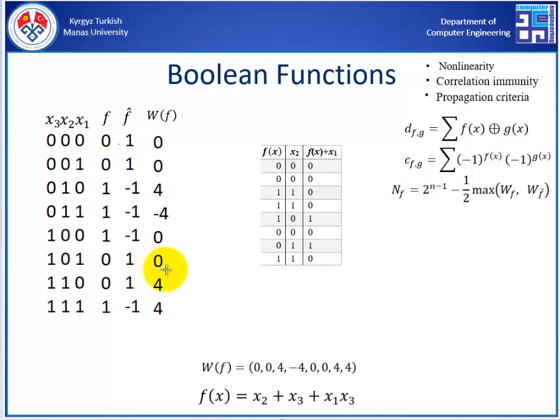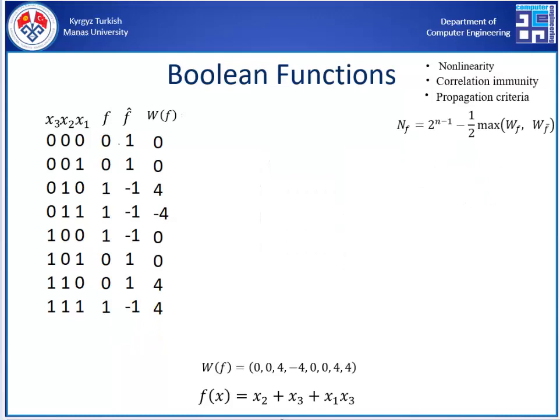However, this is not important because, as we saw in the example, the function is not correlation immune of degree 1. And the final measure that we need to calculate is the propagation criterion. A Boolean function f is said to satisfy the propagation criterion of degree k if f of x changes with a probability of 1/2 whenever one bit of the input is complemented. That is, for example, if we complement this input bit, then half of the output bits should change.